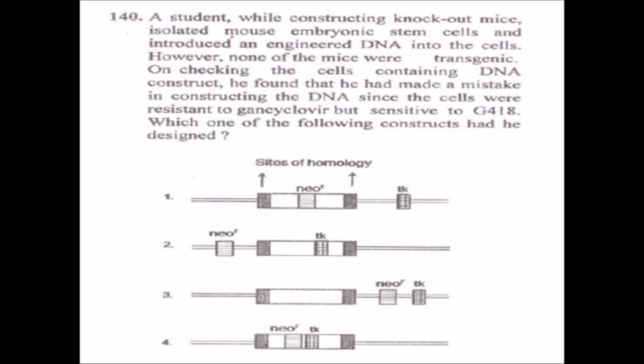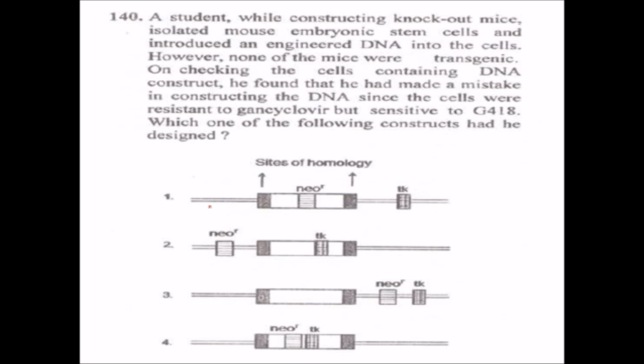Next question is, a student while constructing knockout mice selected mouse embryonic stem cells and introduced an engineered DNA into the cell. However, none of the mice were transgenic. On checking the cell containing the DNA construct, he found that he had made a mistake in constructing the DNA, since the cells were resistant to ganciclovir but sensitive to G418. Which of the following constructs had he designed?